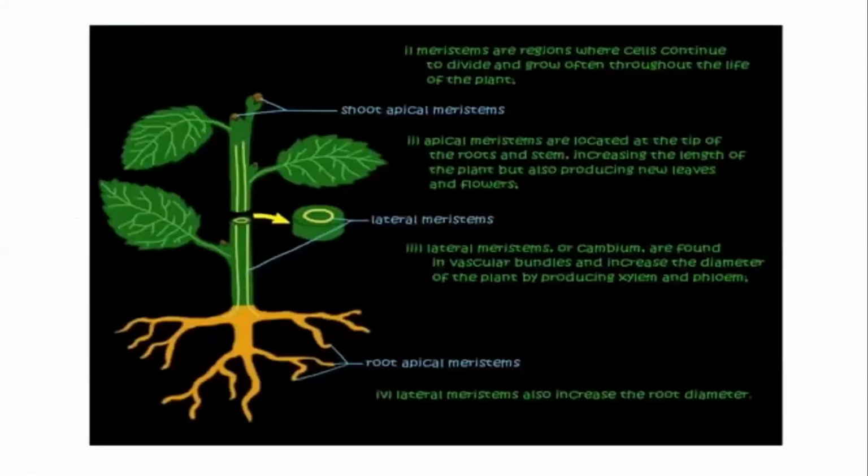Here is the shoot apical meristem. Here is the lateral internodal region, that is the intercalary meristem at the nodal region, and the lateral meristem, which mainly helps in increasing the girth or width. Here is the root apical meristem, at the apical regions of the roots, which produces the root diameter.